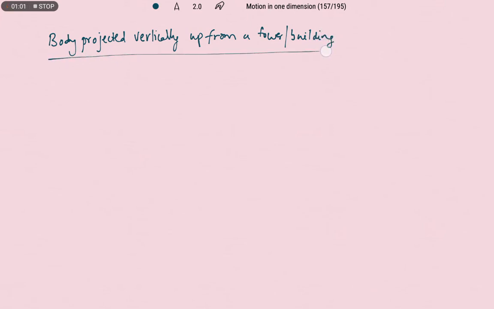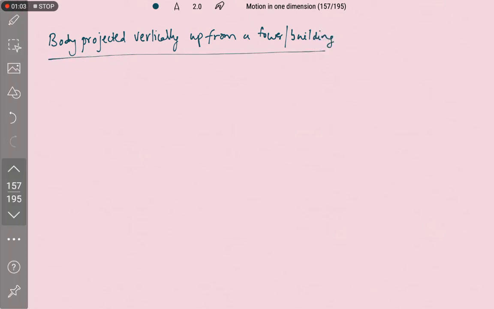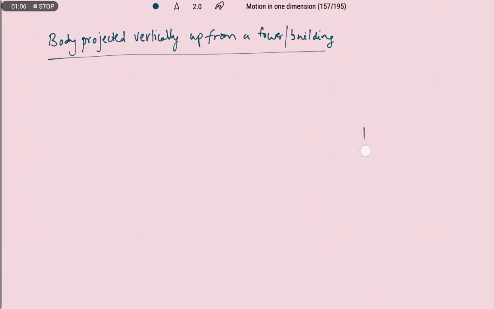projected vertically up from a tower or building, right? So let us take a tower of height h. The height of the tower is h.